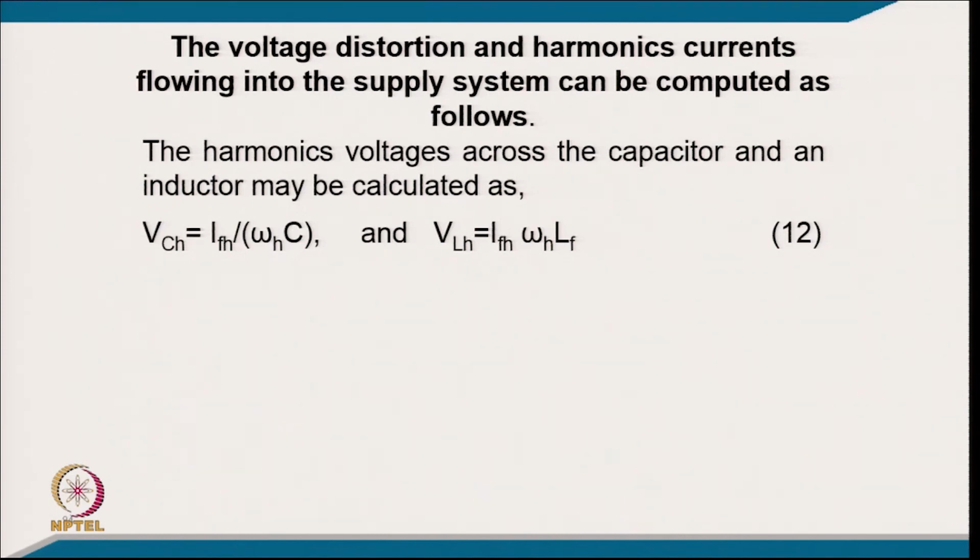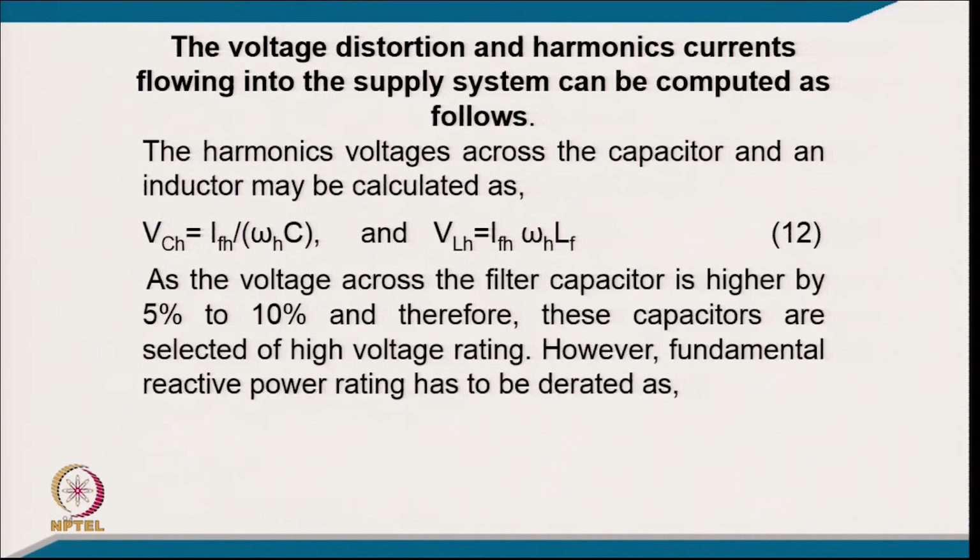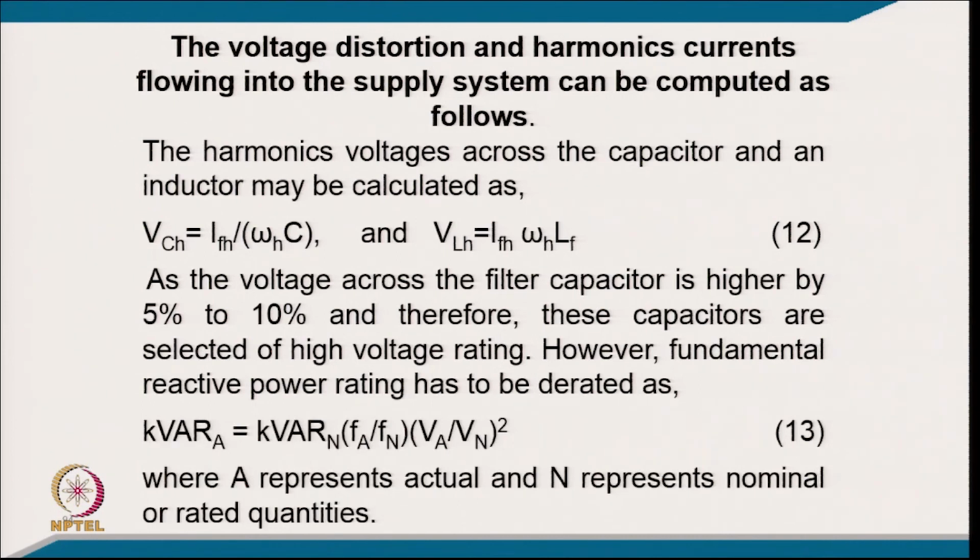We have to check that these voltages are not going excessive and that resonances are not there. The voltage across the filter capacitor is higher by 5 to 10%, and therefore these capacitors are selected with a slightly higher voltage rating. However, the fundamental reactive power rating has to be derated. So, now the kVA rating will be kVAR n divided by the ratio of actual to nominal, into VA upon Vn squared, where A represents actual and n represents the nominal or rated quantity.